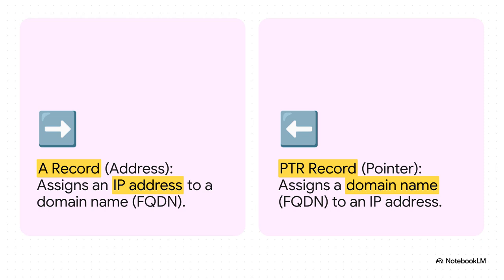An A record, A for address, answers the question your browser asks millions of times a day. Hey, what's the numerical IP address for this website? Simple. The PTR record, or pointer, does the exact opposite. It's used by other servers to ask, okay, I've got this IP address. Who does it belong to? And that reverse lookup is super important for stuff like verifying email servers and network troubleshooting.